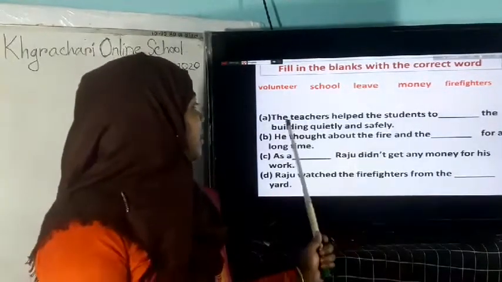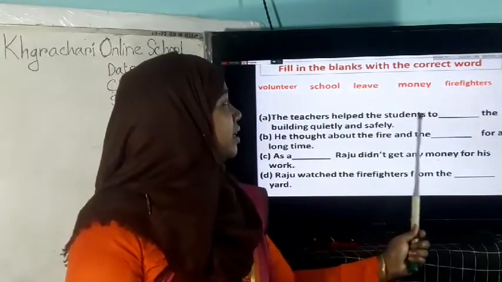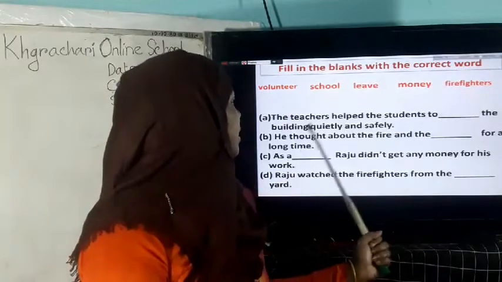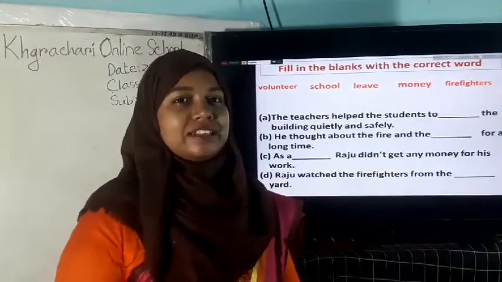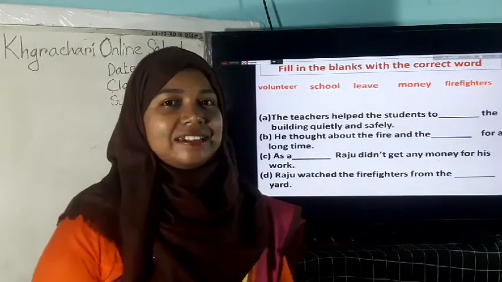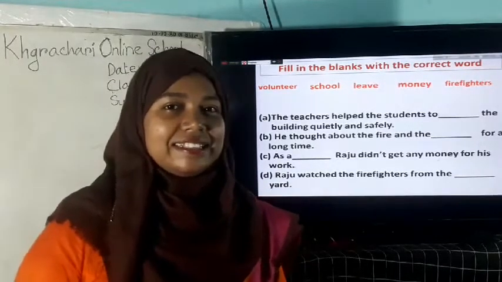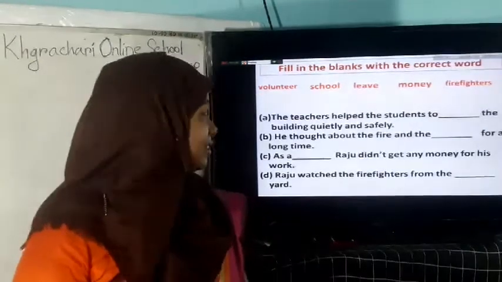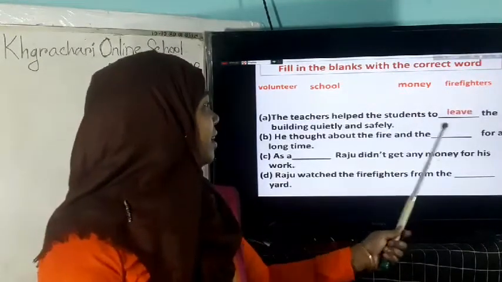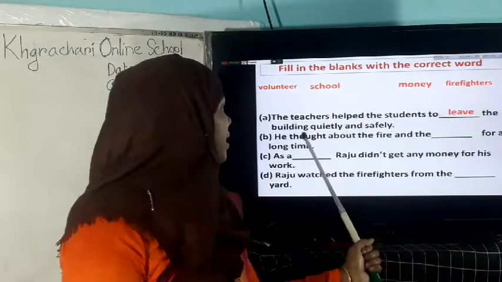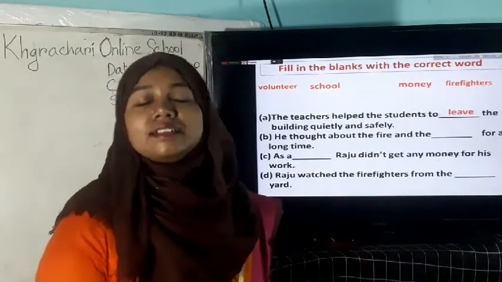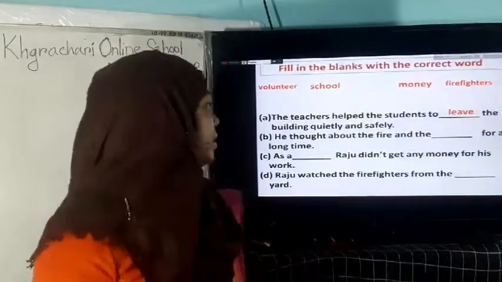Okay? Number A. The teachers help the student to dash the building quietly and safely. Student, what will be the answer? I think you can guess. And the answer is A. The teachers help the student to leave the building quietly and safely.